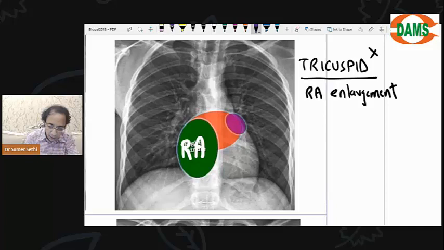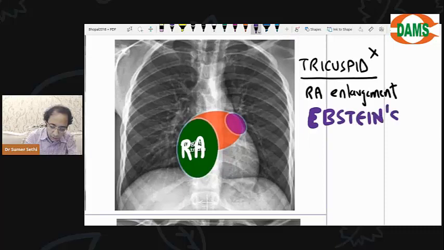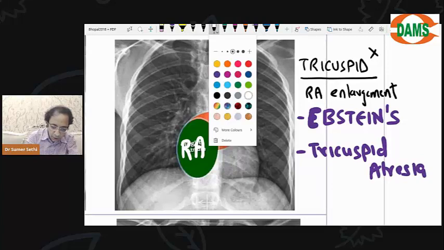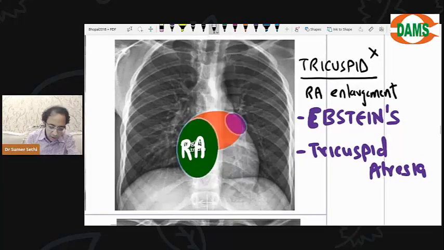Anybody? That is Epstein's anomaly, which you might have studied in pharma when they were talking about lithium. Remember, lithium treatment in the mother can lead to Epstein's anomaly. And a second disease where the tricuspid valve is diseased is tricuspid atresia. Don't draw this, just note it down. I will show you the real X-ray later on just to understand.